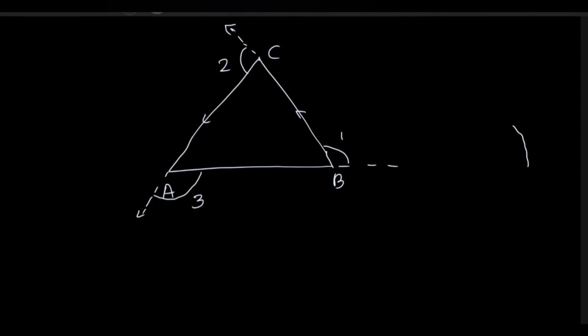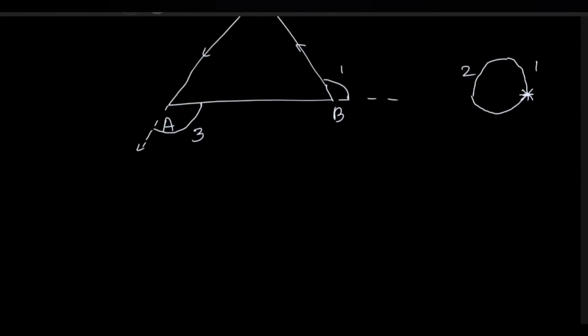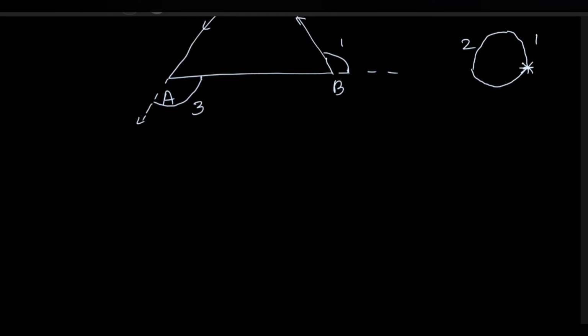Here also it takes turn 1, then turn 2, then turn 3 to reach the starting point. The starting line and the final line are along the same line, meeting at this point. That is, one complete turn is taken. So the number of sides never affects the exterior angle sum. Whatever the number of sides, the exterior angle sum will remain 360 degrees for every polygon.